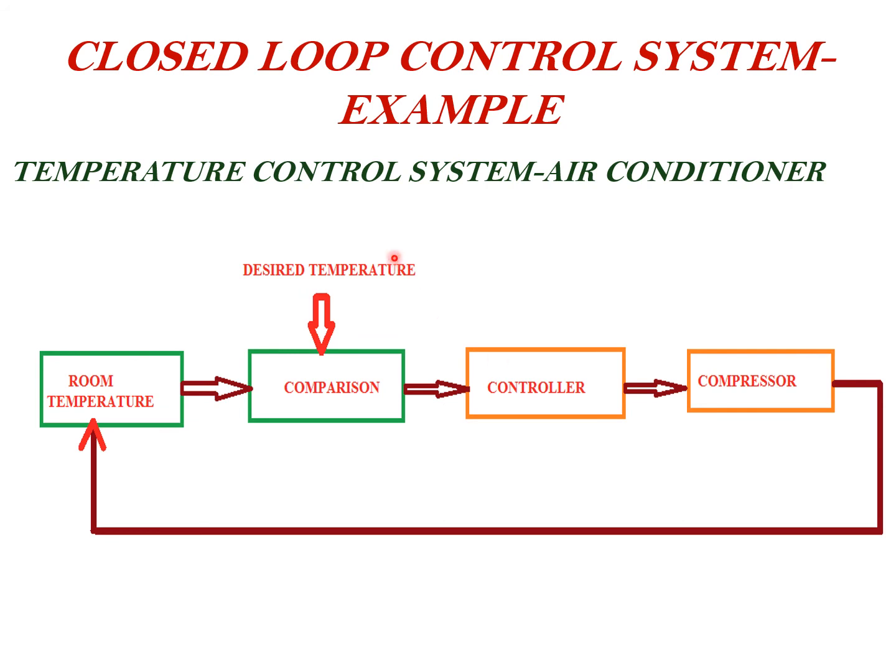Next we see the example for closed loop control system, that is temperature control system. Air conditioner is the example. In a room, we need to regulate the temperature and humidity for comfortable living. Air conditioners are provided with thermostat. By measuring the actual room temperature and comparing with the desired temperature, the error signal is produced. The error signal is given to the controller. According to the controller output, the compressor is on or off. So these are about closed loop control example.